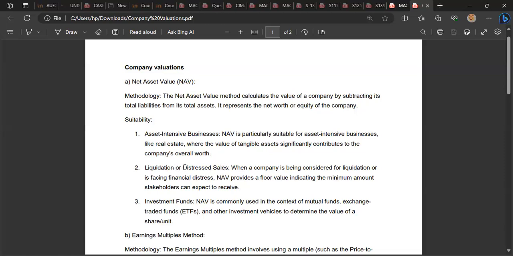If there is a liquidation, you are basically closing down the company. So this company is not a going concern. In other words, you don't expect this company to continue trading. Which is why, as I said earlier, we are dealing with the liquidation values of those assets, which is what you are going to fetch when you sell those assets.